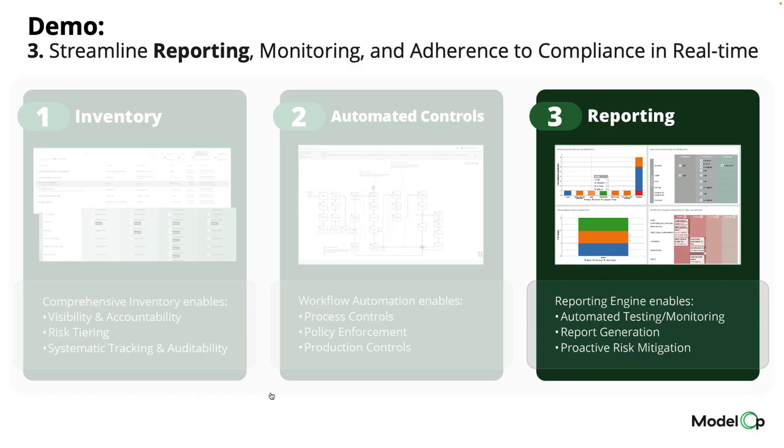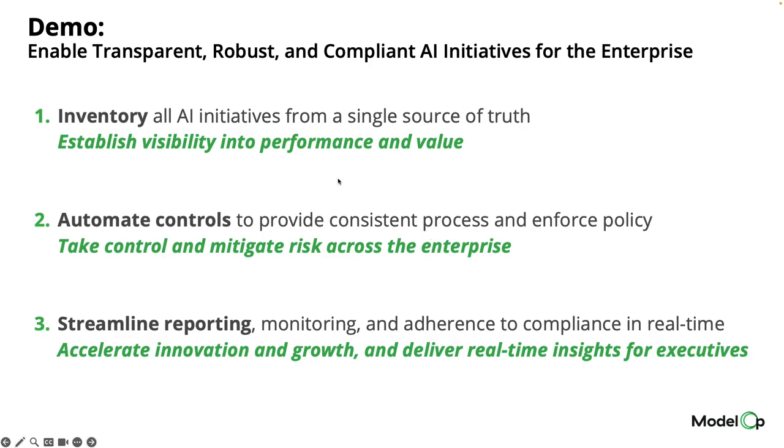So that was a quick overview of ModelOp Center. And what we looked at again was those three capabilities: the inventory, to ensure that we have visibility into all the AI systems, where they're used, their performance, and their value. Second, those automated controls to enforce the governance policy and ensure that we are proactively mitigating any risk as AI systems are moving through their life cycle. And third, that reporting capability, which ensures that the appropriate upfront testing, ongoing monitoring, and adherence to compliance across the entire portfolio. All of this allows for ModelOp Center to enable transparent, robust, and compliant AI initiatives for the enterprise.